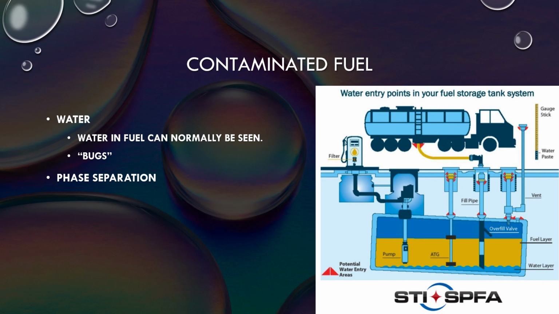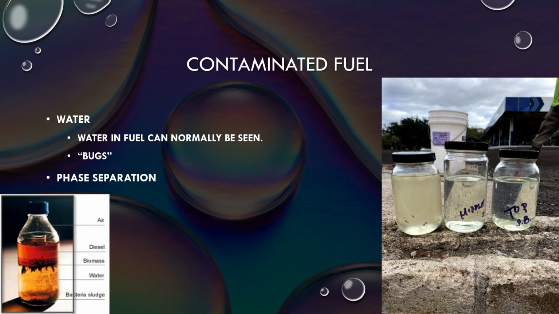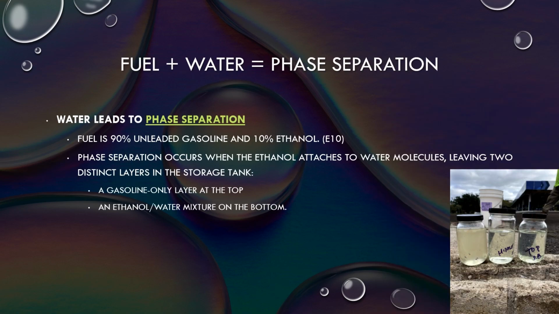We can break down issues of water and fuel into two categories. Just water, and you can normally see that water in the fuel, or the bugs that water creates. And phase separation is a big issue with ethanol fuels that have water in them. Fuel plus water can give you phase separation. Fuel is now 90% unleaded gasoline and 10% ethanol.